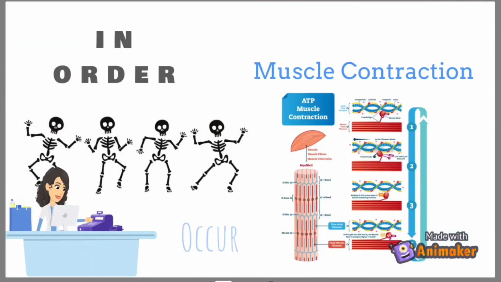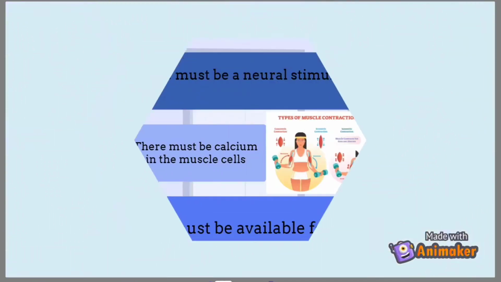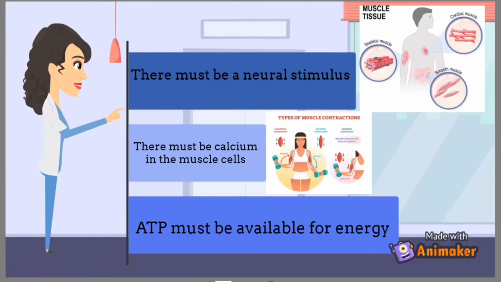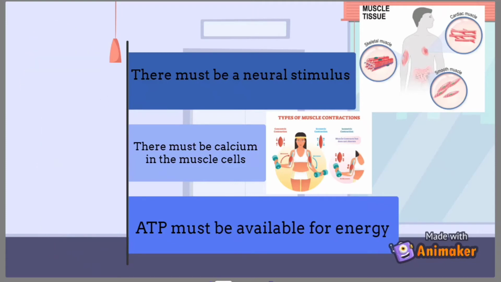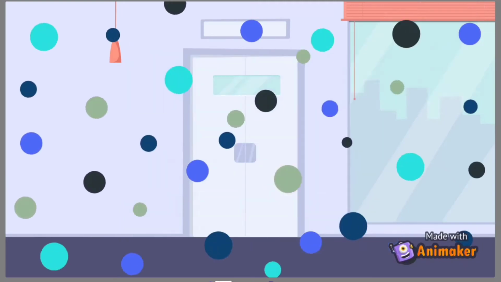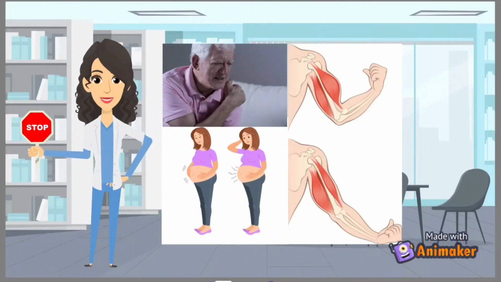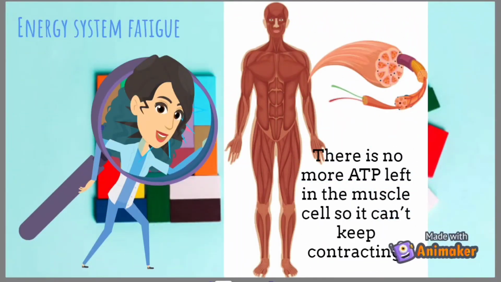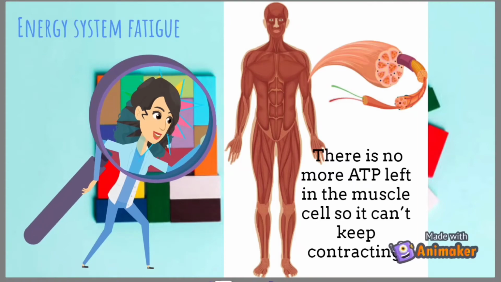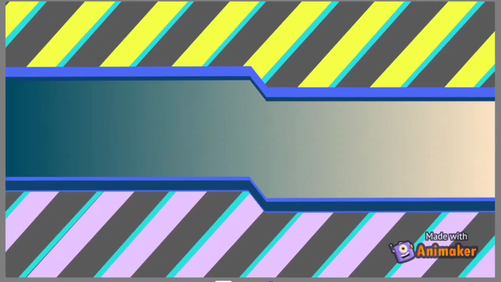In order for a skeletal muscle contraction to occur, first, there must be a neural stimulus. Second, there must be calcium in the muscle cell. And lastly, ATP must be available for energy. So there are a few things that can stop a contraction, and these are: first is energy system fatigue. There is no more ATP left in the muscle cell, so it can't keep contracting.